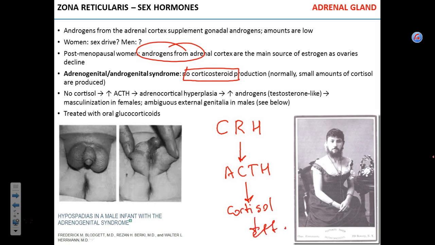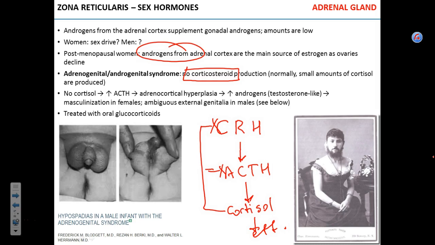Cortisol, which effect does it have on CRH and ACTH? Yeah, it inhibits them. It stops them, yes. Does that make sense? There's no cortisol. What's going to happen to the levels of CRH and ACTH? They're going to be through the roof. Yeah, they're going to increase in an attempt to get some glucocorticoids into the blood. They're not going to succeed because it's a genetic lack, okay?